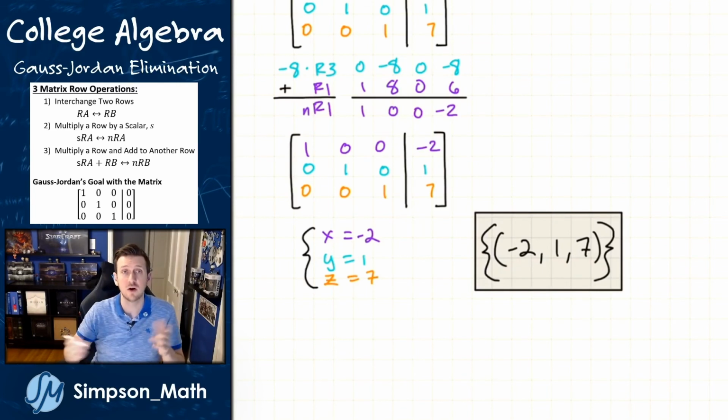And overall, hopefully you understand Gauss-Jordan elimination, how you can solve systems and stay completely in the matrices and be able to be successful in college algebra.